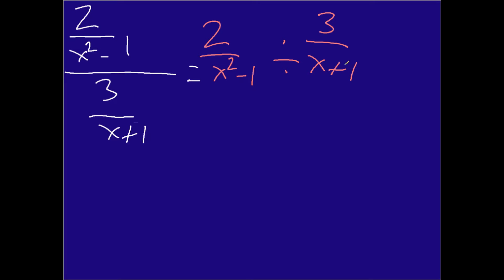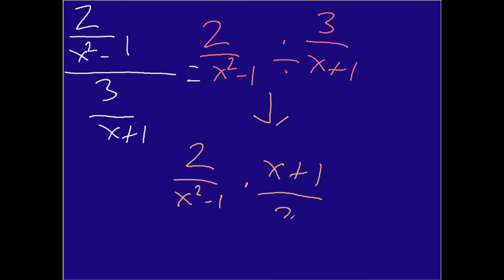But as you know, whenever you're dealing with fractions for the purpose of division, if you use the reciprocal of the second term, the one to the right of the division, you can then create a multiplication problem. So that leads to the following. Just draw an arrow so we don't get lost. 2 over x squared minus 1 multiplied by x plus 1 over 3.